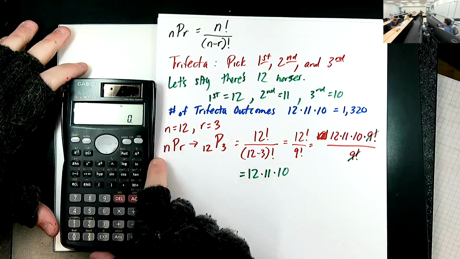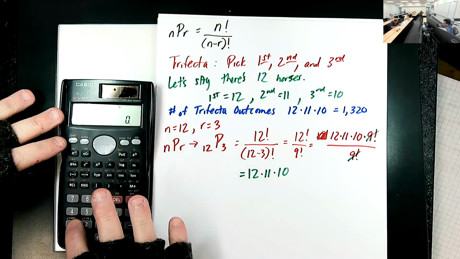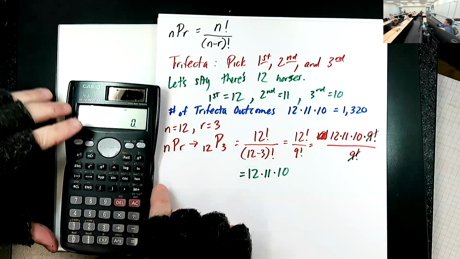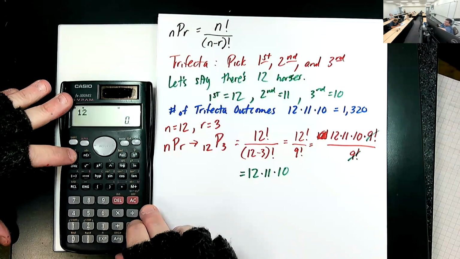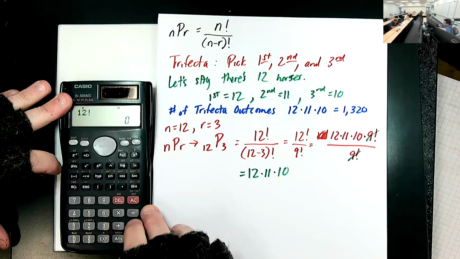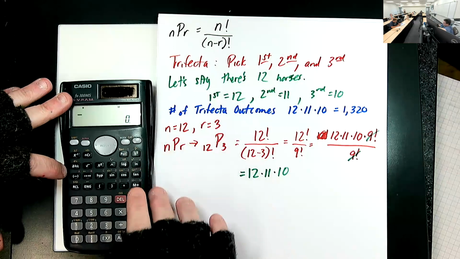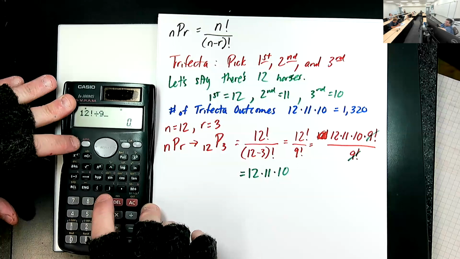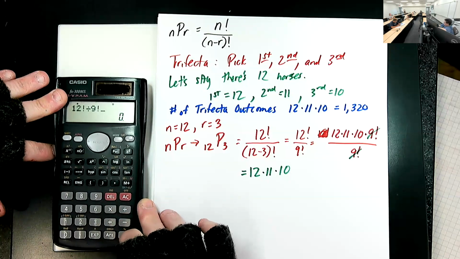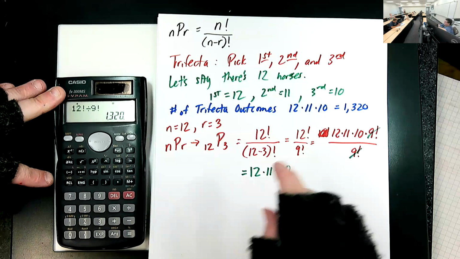I can do this in a calculator a couple ways. You can't see my screen, so I gotta move that. I can do 12, and then I can do the factorial. I don't want to hit equals, I think that's gonna blow it up. No, it doesn't blow it up. I can do 12 factorial divided by 9 factorial, and it goes straight to the 1,320 that we got up here.